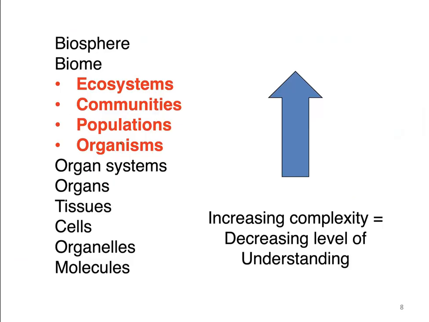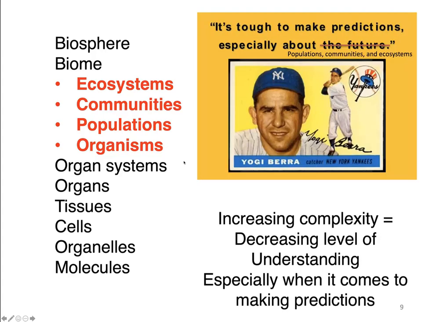Different systems that ecologists look at, whether it's organisms, populations, communities, or ecosystems, as you increase in complexity, whether you're going from molecules to organelles all the way up to the biosphere, you really have an overall decreasing level of understanding of how each of these systems works. And I think Yogi Berra said it best: it's tough to make predictions, especially about the future, but you might replace future with populations, communities, and ecosystems.